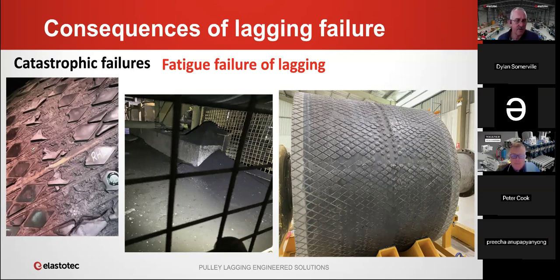And the photo on the left, again, this is fatigue, where the rubber has just been degraded. And the photo in the center is what you get under the pulley when that's happened. All of this black dust has actually come from the pulley lagging, and some of it from the belt. On high powered drives, this is where you are most likely to see fatigue failure.